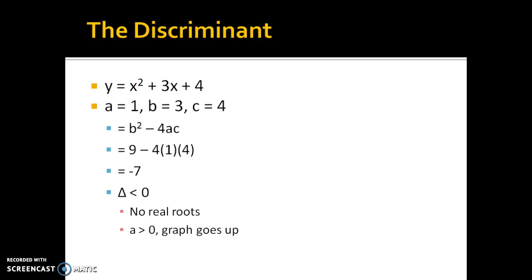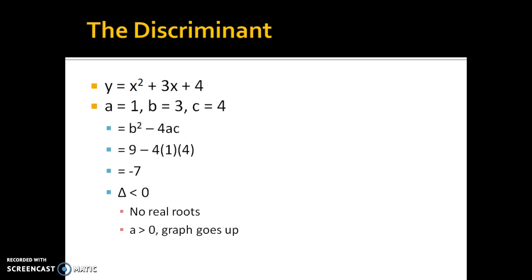So here is an example that the textbook gave us. Y equals x squared plus 3x plus 4. If you look at the a, b, and c values, because it's in standard form, that is really helpful. The a is 1 because you have one of the x squared terms. The coefficient b is 3, and c is just 4.